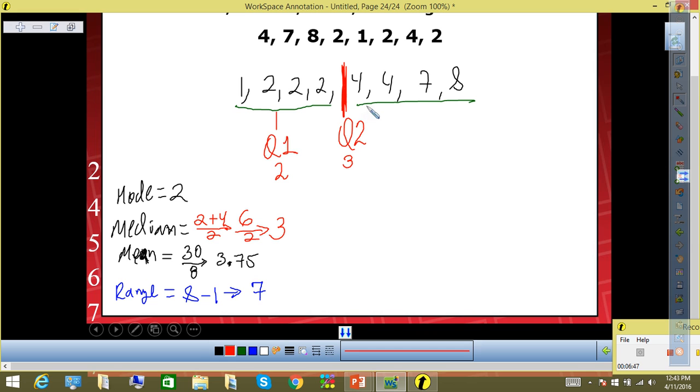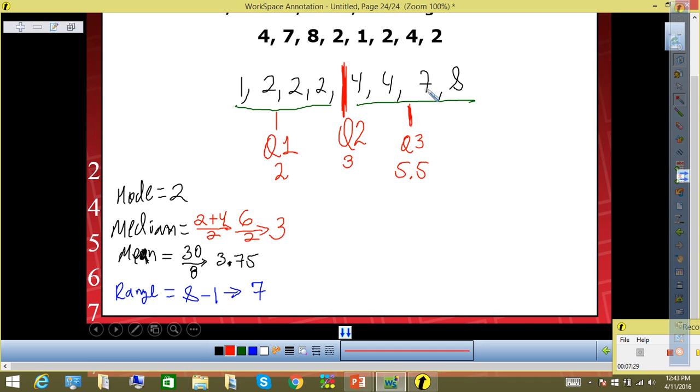With that same idea, let's look at the upper half and tell your neighbor what would be Q3 for this data up here. Patrick, go. Patrick said Q3 is 5.5. Hands if you agree with that. How did you find that, Patrick? So you can let everybody know.